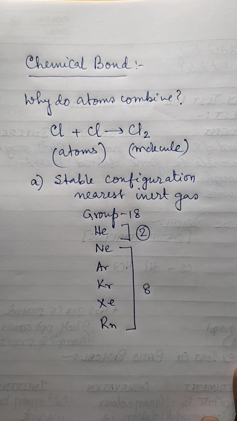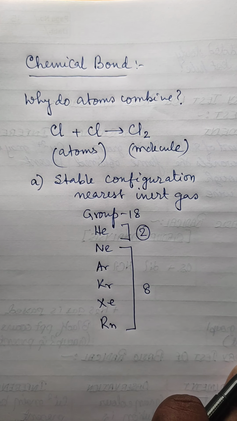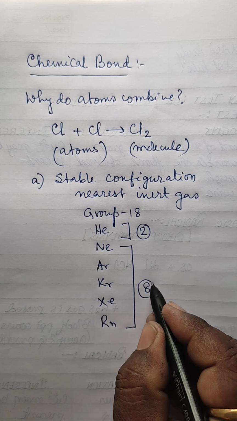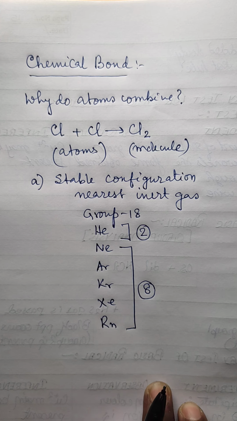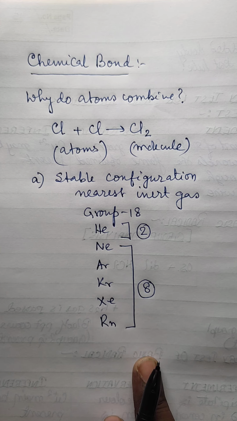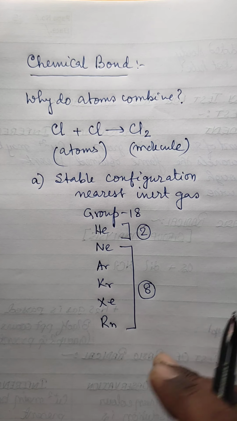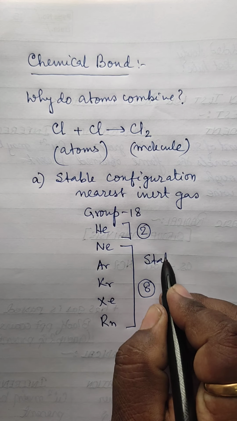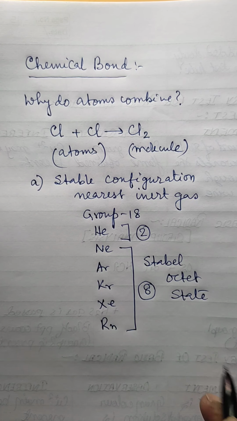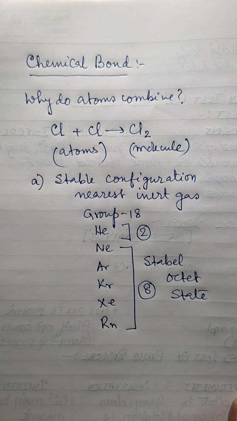Actually helium has only one shell, and that shell contains 2 electrons, but the others contain 8 electrons in the outermost shell, and containing 8 electrons in the outermost shell is called the stable octet state. So what is the stable octet state? The stable octet state means having 8 electrons in the outermost shell. All atoms tend to have 8 electrons in the outermost shell, and that is called the octet configuration.